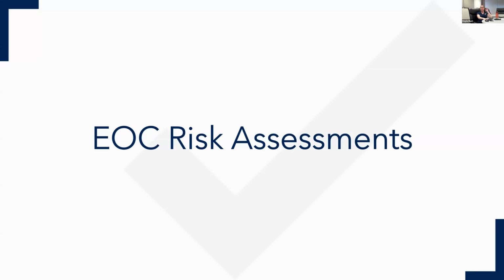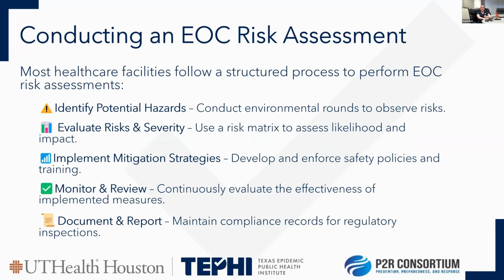And now we're going to walk through some examples of what that looks like and what you can do when you are rounding and you see things, with the next steps and mitigation techniques and strategies to address your EOC risk assessments. So as I've mentioned, and we've talked throughout the lecture, the main components are identifying potential hazards, evaluating the risk, knowing how severe they are and how often they occur. Then the next step is implementing mitigation strategies. And then you want to monitor, review, document, and report.